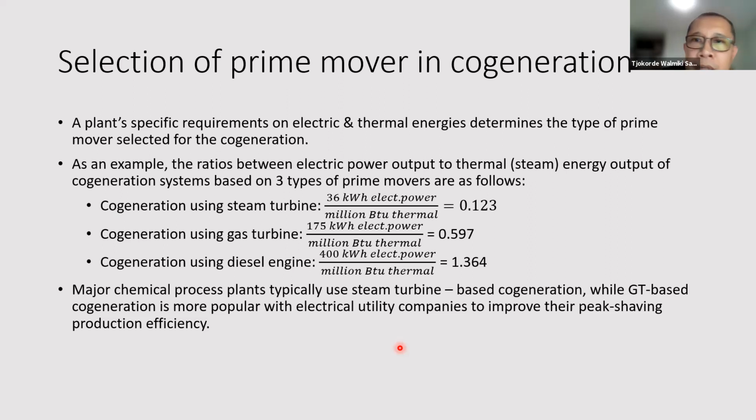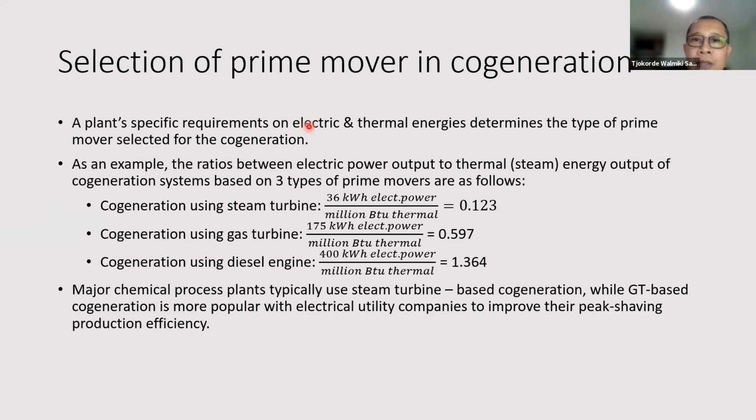Okay, so selection of prime mover in cogeneration. Now we have reviewed some examples. We have discussed cogeneration technology that uses steam turbine, gas turbine, and also diesel engine. So a plant's specific requirements on electric and thermal energy determines the type of prime mover selected for this cogeneration system. So again, when we design a chemical processing plant, we have to consider what is the balance. Does my process plant require more electricity as opposed to thermal energy, or is it the other way around? Or is it more or less balanced? So this will determine the type of prime mover that is suitable for the cogeneration.